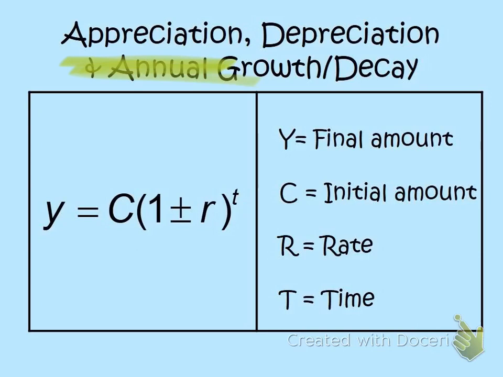Now, what does all this mean? y is your final amount. c is your initial amount. r is rate, and we're always going to put rate in as a decimal. It'll usually be reported as a percentage, but we want to put it as a decimal. And notice that there's a plus or minus in here for the r. The plus or minus doesn't stay. The reason why it's there now is if we're talking about growth or appreciation, where we're increasing something, we want to make that plus. Anytime we're talking about decay or depreciation, then we want to make that a minus. Anytime we want to lose value or lose population or whatever. And then, of course, t means time.